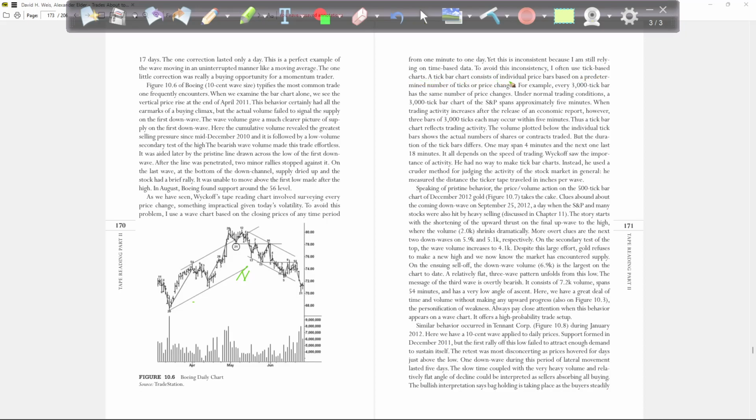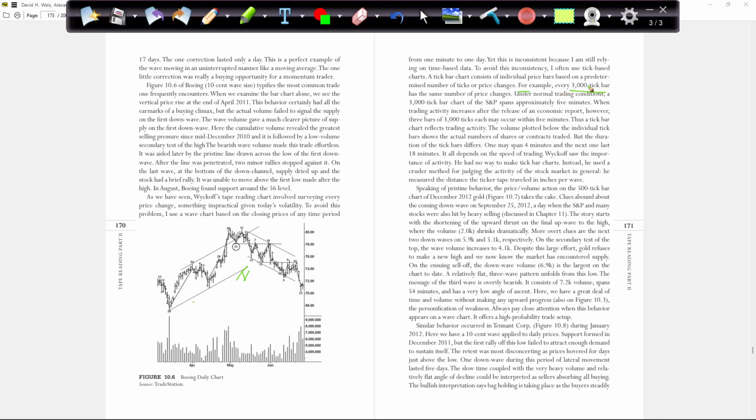A tick bar chart consists of individual price bars based on a predetermined number of ticks or price changes. For example, every 3000 tick bar has the same number of price changes under normal trading conditions. A 3000 tick bar chart of the S&P spans approximately 5 minutes. When trading activity increases after the release of an economic report, however, 3 bars of 3000 ticks each may occur within 5 minutes. Thus, a tick bar chart reflects trading activity.